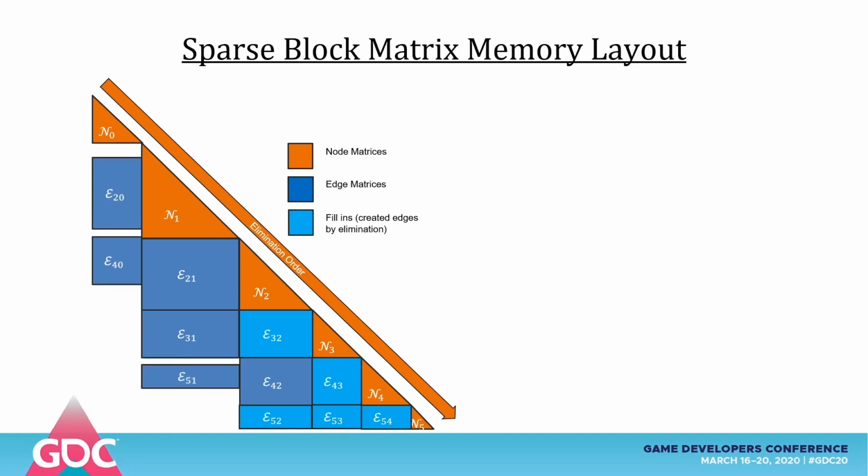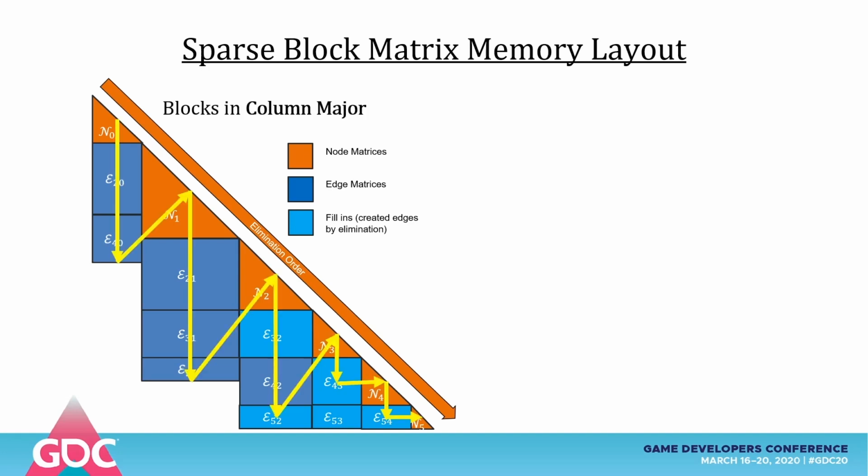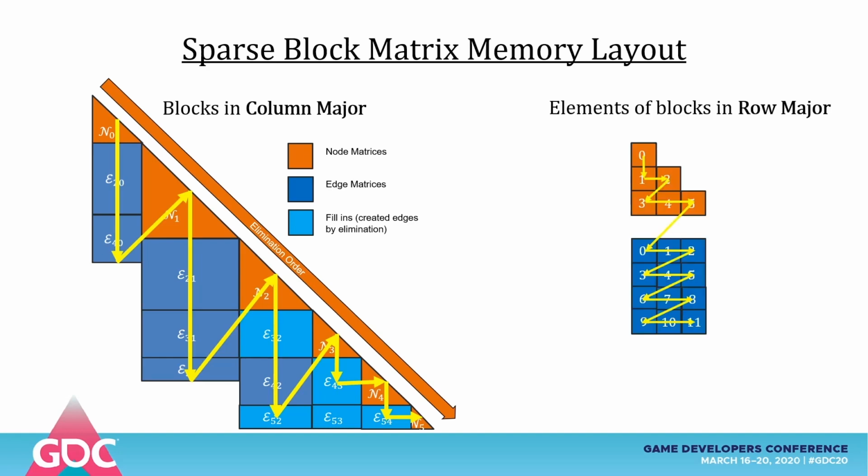The colored blocks represent all blocks that we'll need for Gaussian elimination, and we can pack these contiguously in memory. We store the blocks in column major order in memory, but we store the elements of each block in row major order. This memory layout is very important for efficient processing.